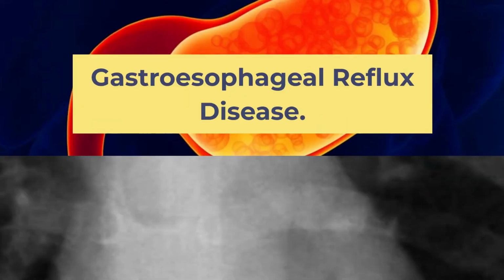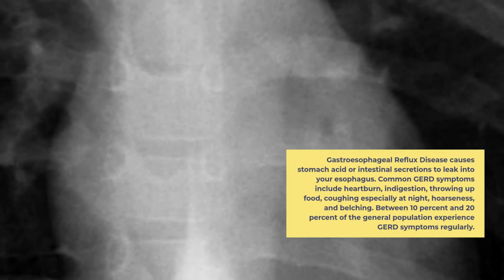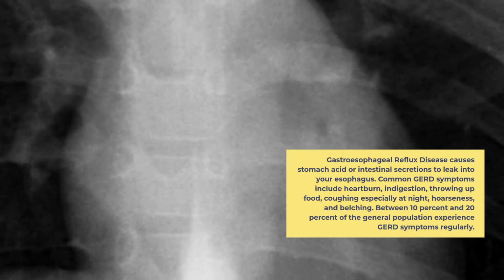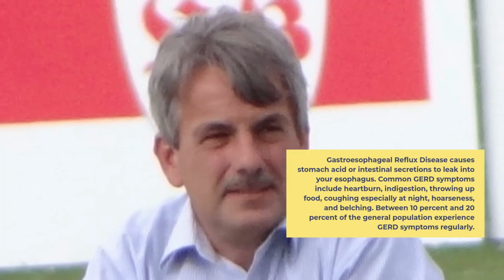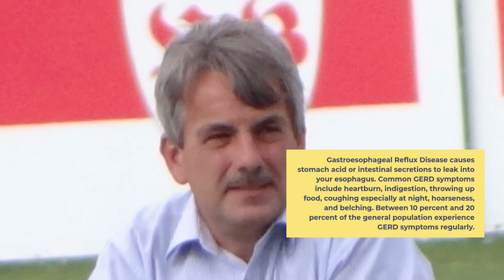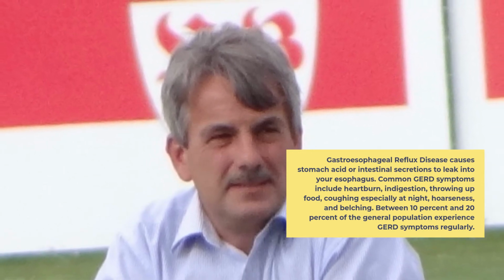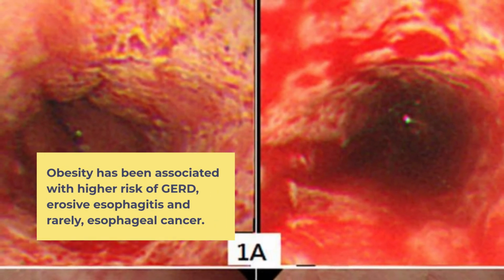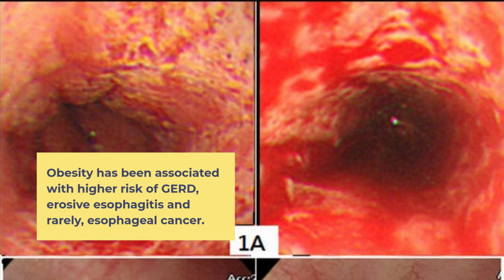Gastroesophageal reflux disease. Gastroesophageal reflux disease causes stomach acid or intestinal secretions to leak into your esophagus. Common GERD symptoms include heartburn, indigestion, throwing up food, coughing especially at night, hoarseness, and belching. Between 10% and 20% of the general population experience GERD symptoms regularly. Obesity has been associated with higher risk of GERD, erosive esophagitis and rarely, esophageal cancer.